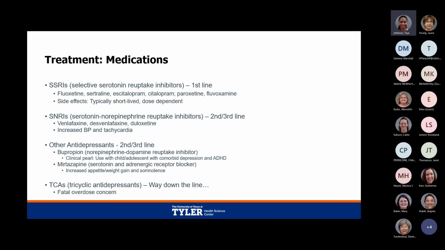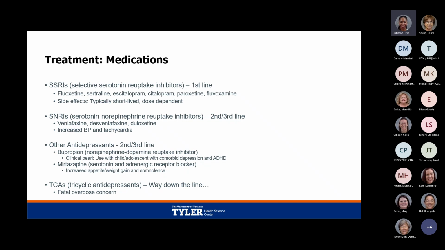Now, as far as specific medications, the antidepressants are going to be what we utilize, and first line are going to be the SSRI antidepressants or the selective serotonin reuptake inhibitors, and those include fluoxetine, sertraline, escitalopram, and citalopram.